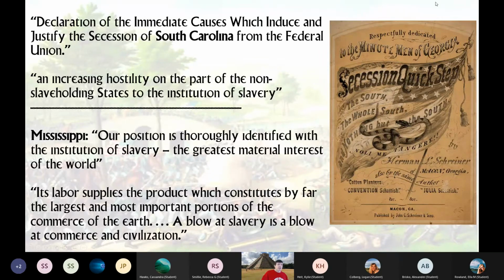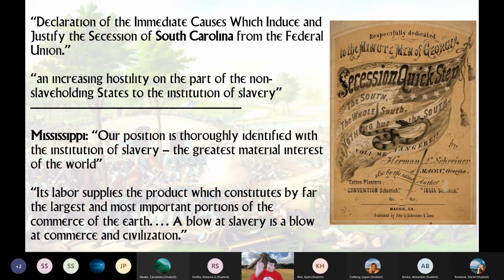So the first one, the Declaration of the Immediate Causes which induced and justified the secession of South Carolina. It says, an increasing hostility on the part of the non-slaveholding states to the institution of slavery. It says more about this, but it makes very clear slavery was the reason South Carolina seceded, as they sought all these steps by the North.